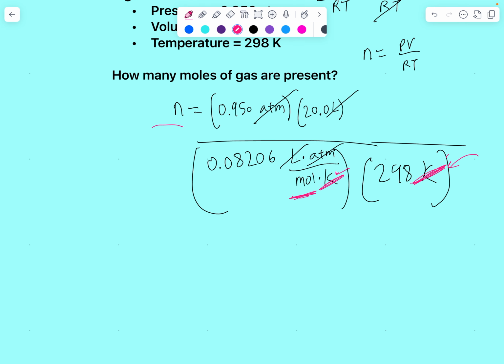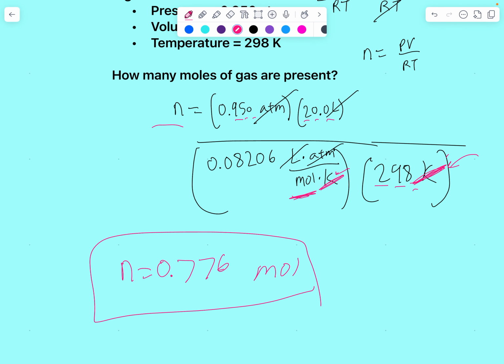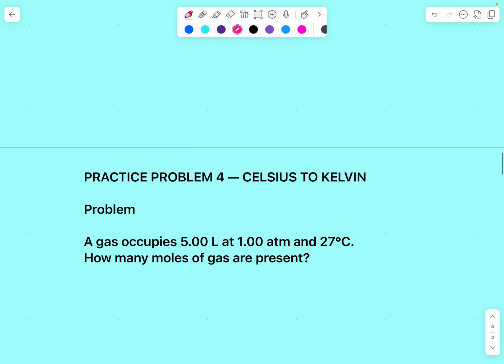I'm happy about that. And I know I have how many sig figs? 1, 2, 3. Yep, that's the lowest one, 3. So I need 3 significant figures. So I'm going to do the division on my calculator, and I get n equals 0.776 moles. The zero before the decimal point doesn't count as a sig fig. That was the answer.